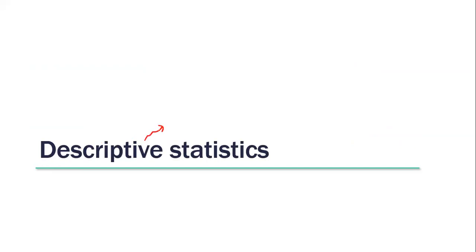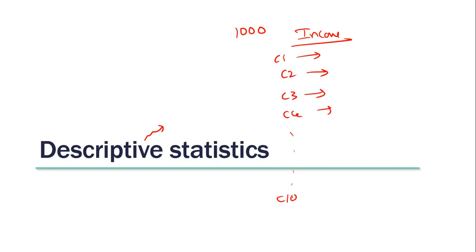Descriptive stands for describing the data. You know what these statistics do? They describe the data. For example, if I gave you 1,000 customers and their monthly income, customer 1, his income, customer 2, his income, like that, customer 1,000, his income. And I asked you to summarize this data for me. I don't want you to print this data and show me. I want you to describe or summarize this data, 1,000 records.